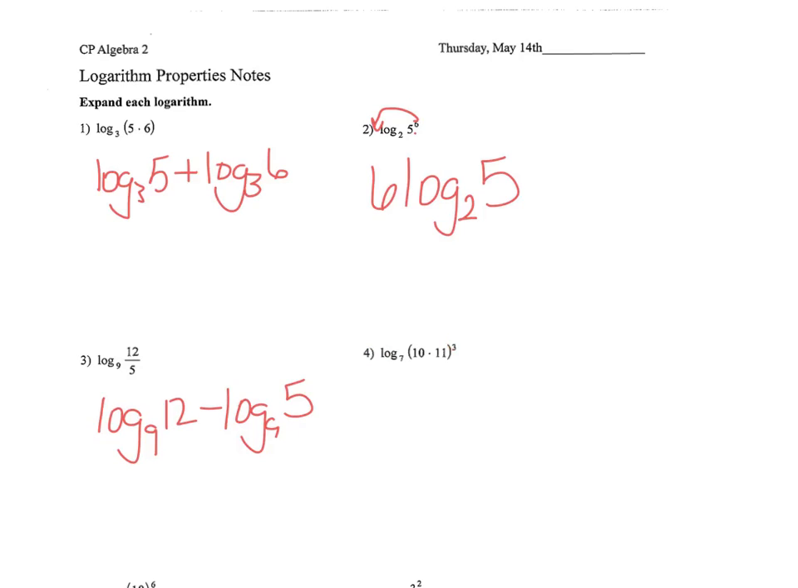But see that power, how it's on both of these? That's going to be a coefficient in front of both of those logs. That's a coefficient of 3 out front, and the log base 7 of 10, plus the log base 7 of 11. So what that says is coefficient 3 log base 7 of 10 plus coefficient of 3 log base 7 of 11.